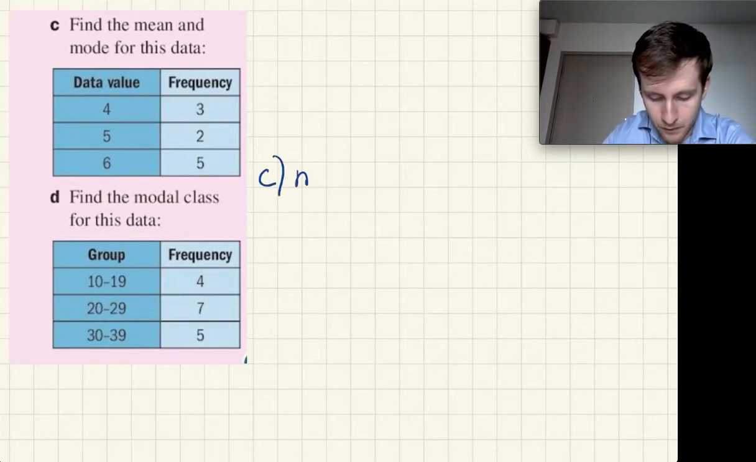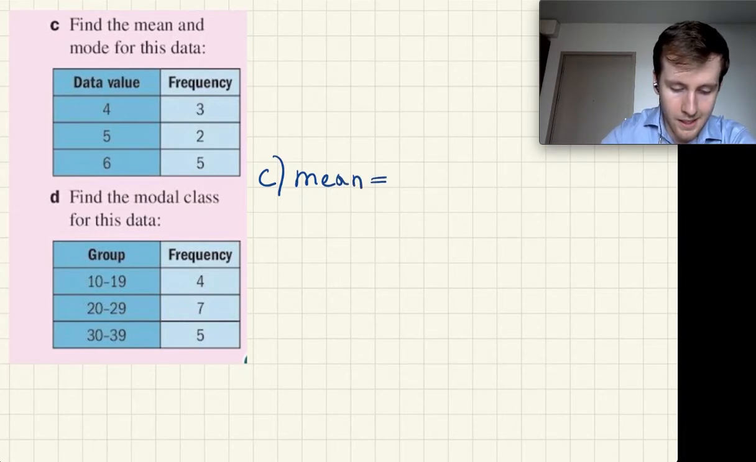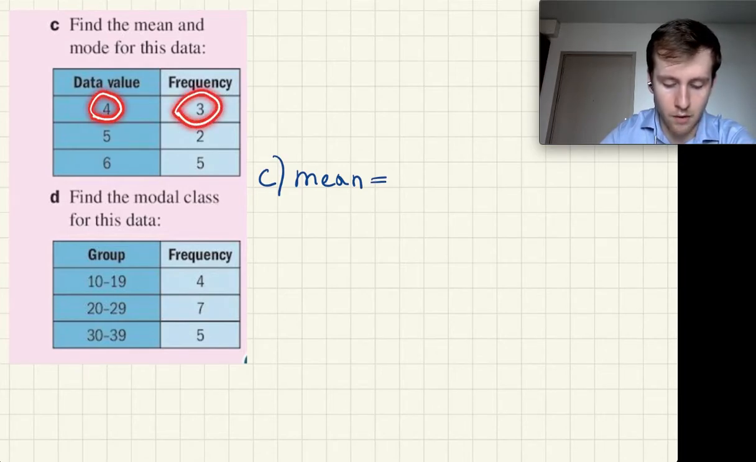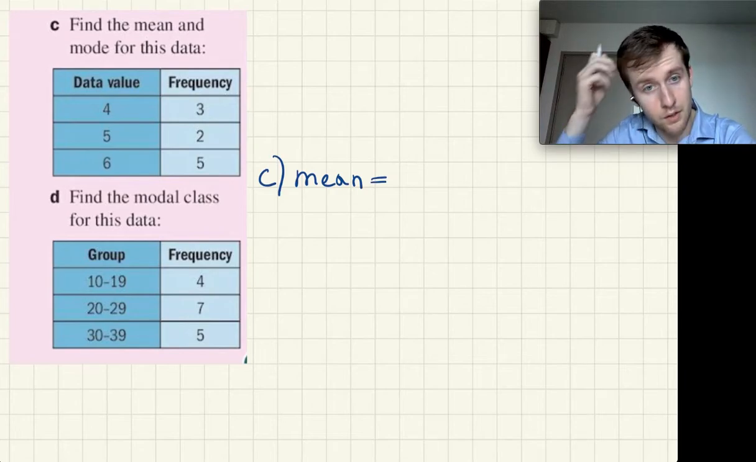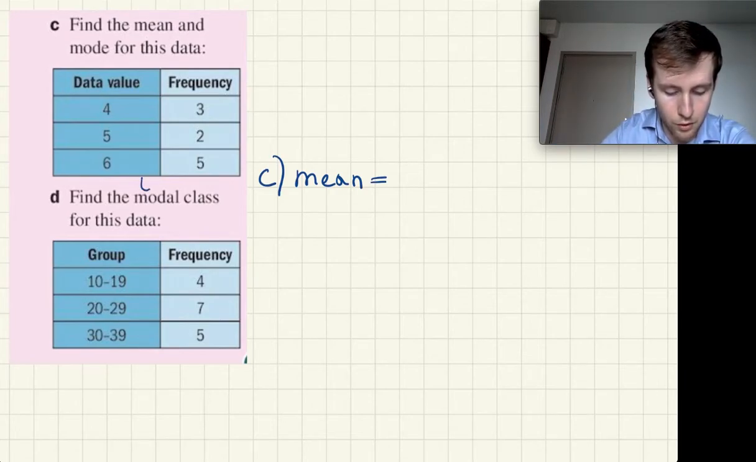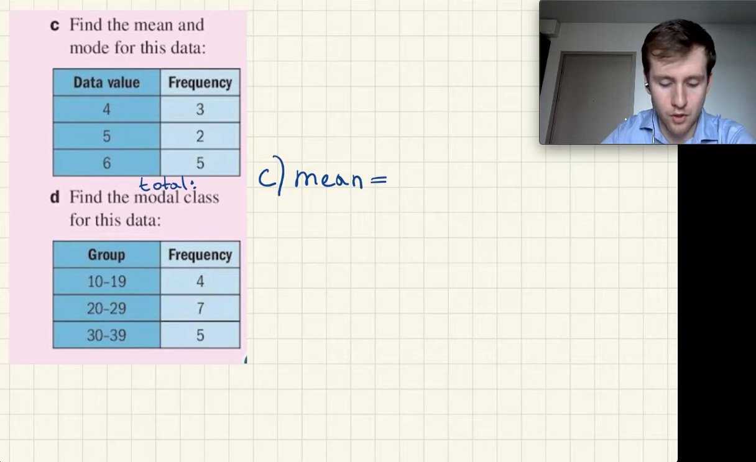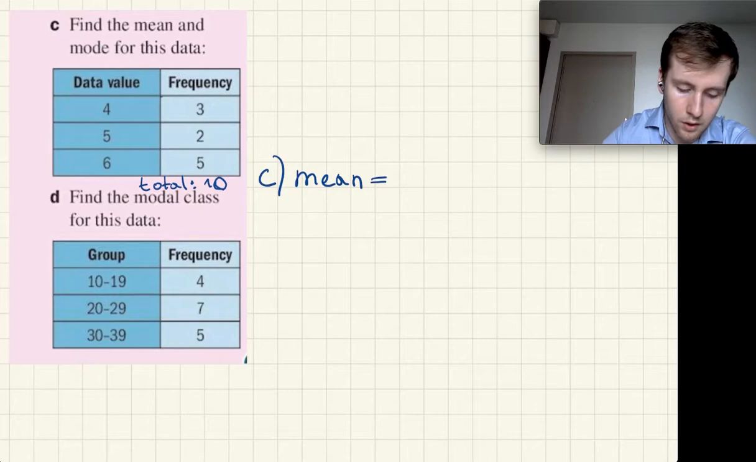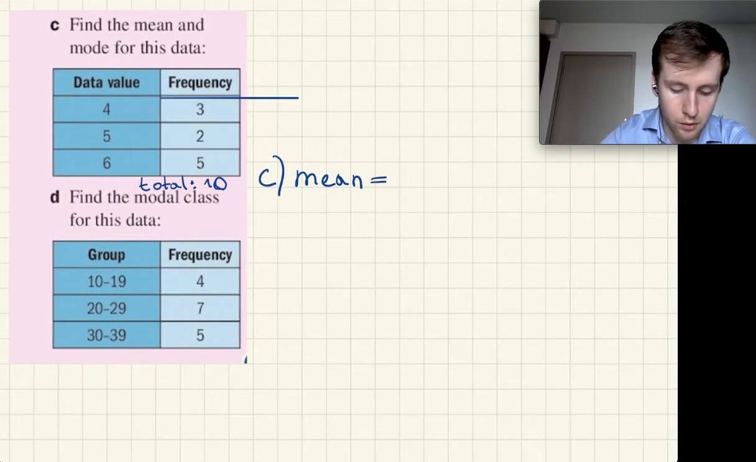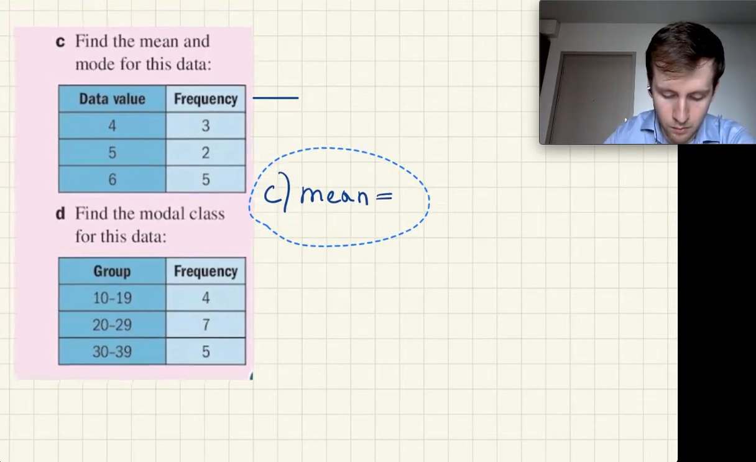So mean in this case is equal to, we have to multiply this value by this value and then add them together. So a total, and we also have to find the total frequency. So total frequency is going to be 3 plus 2 plus 5, which is 10, for total frequency, and we can add another column in here.